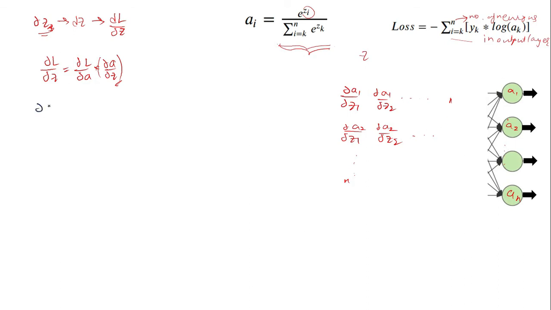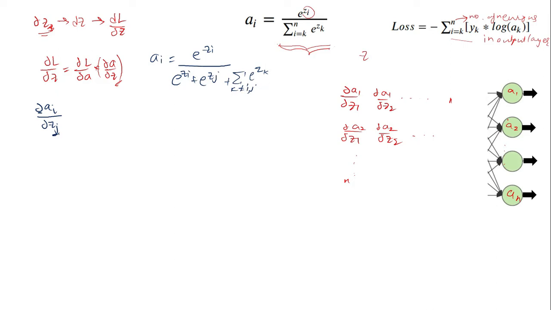So we can write this dA by dz as dAi by dzj for all the different values of i and j. Now note that this Ai depends on e power zi, and in the denominator we will also be having e power zi, and we will also be having e power zj, and then the rest of the sum which does not include i or j. And also this del represents the partial derivative, so only this e power z term will be considered as a variable, while the rest of these terms are going to be considered as just constants.